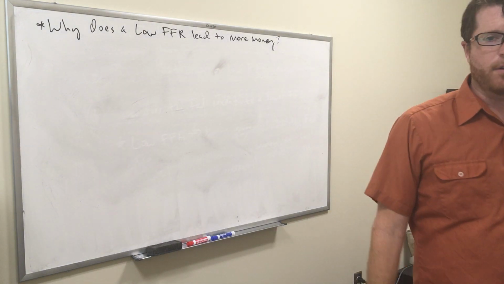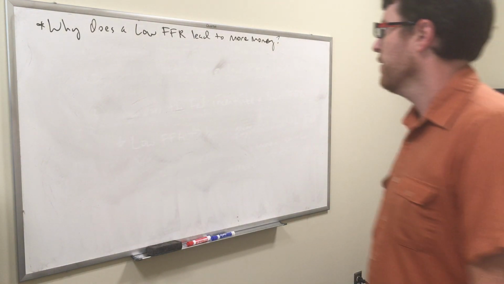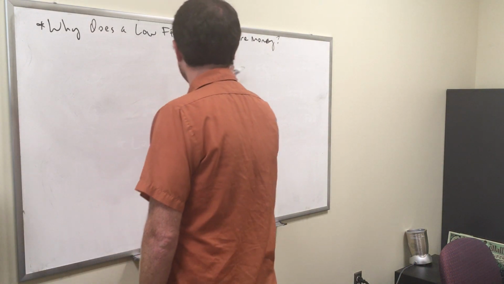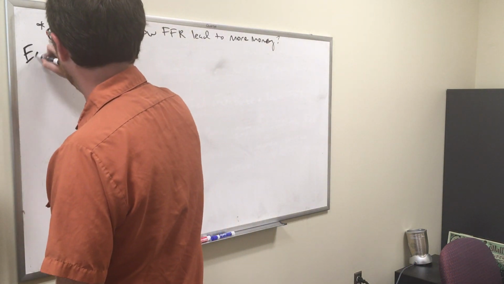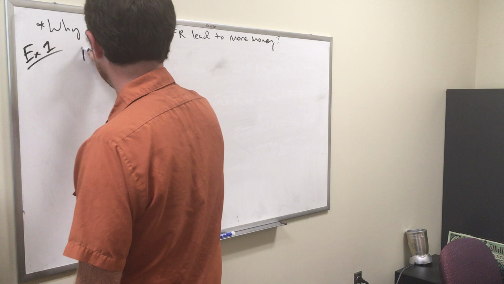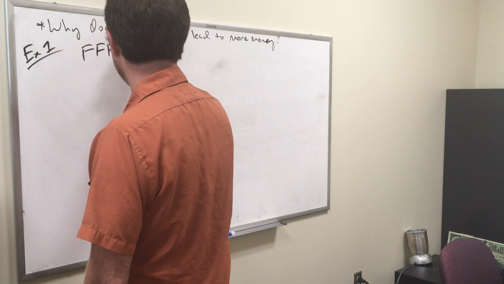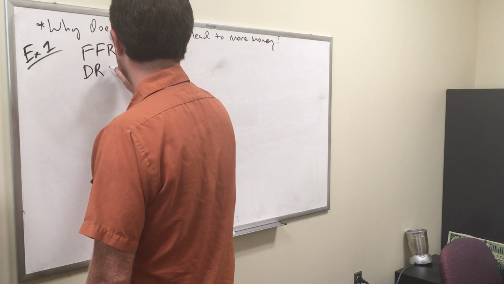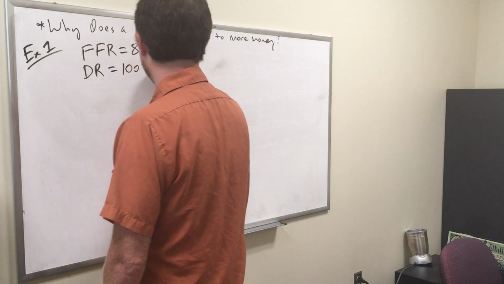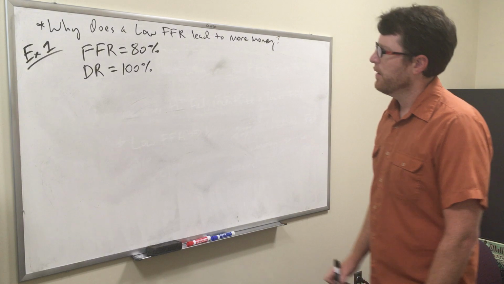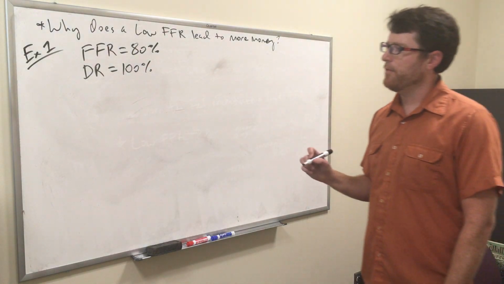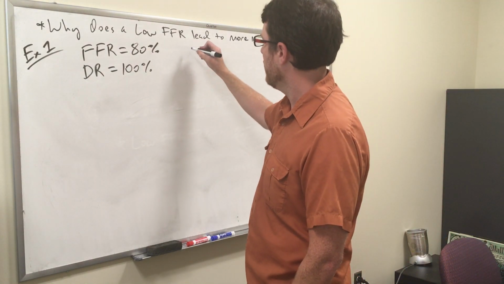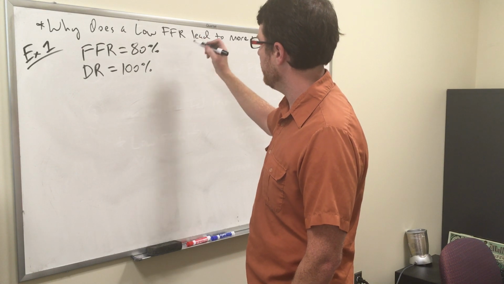Easiest way to see this is to do another example. So let me give you an example here. Let's say in example 1, the federal funds rate is 80%, and the discount rate is 100%. Okay? Think about the situation you're in if you're a bank here. Maybe I'm a bank that has this situation.